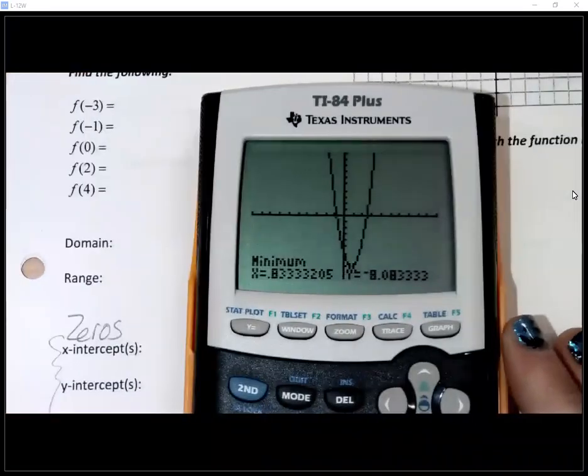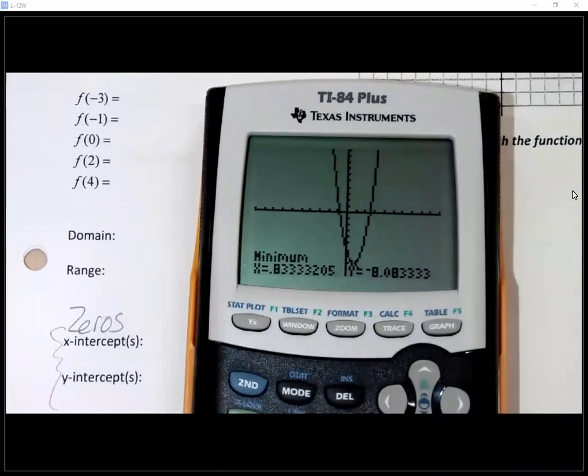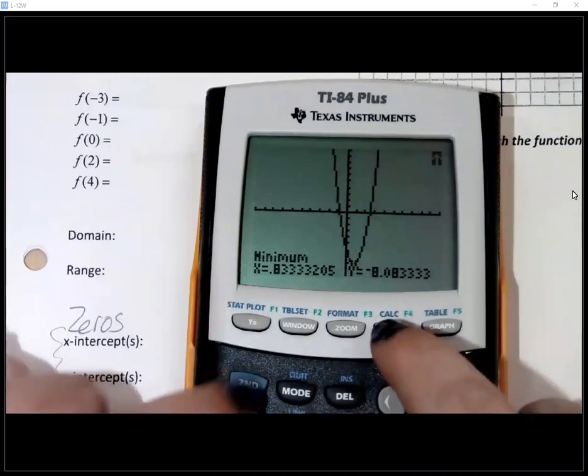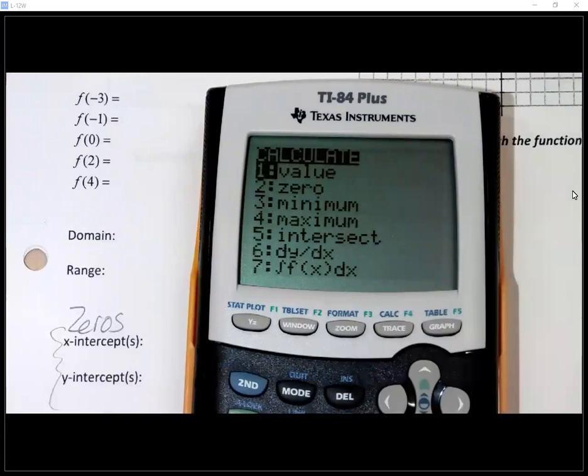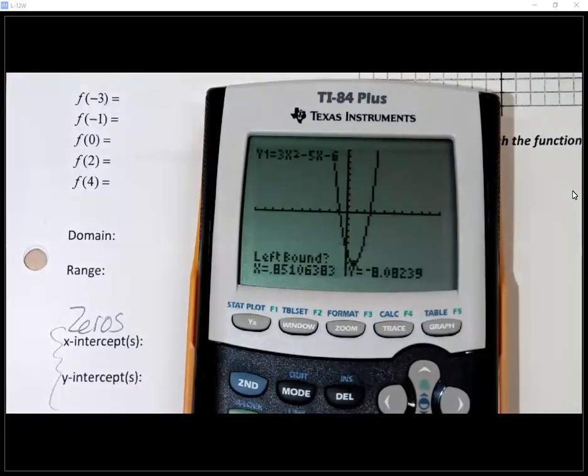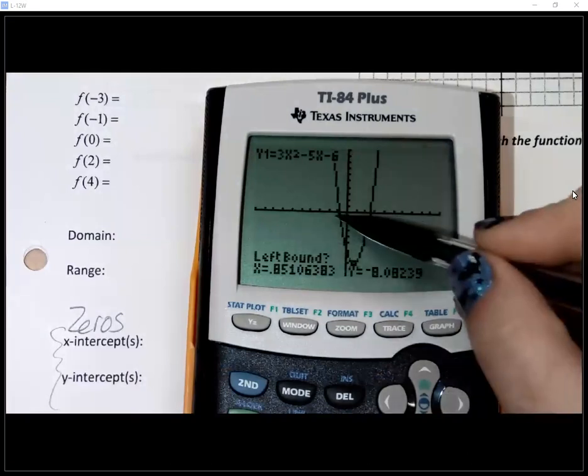So now that I have my minimum, I'm all done with that. I'm going to hit second calc. And then, yes, I see choice 2 is zero. Here's the thing. You can't find all the X intercepts at once. You can only find one at a time. So pick which one you're going to find first. I'll find this left one first.